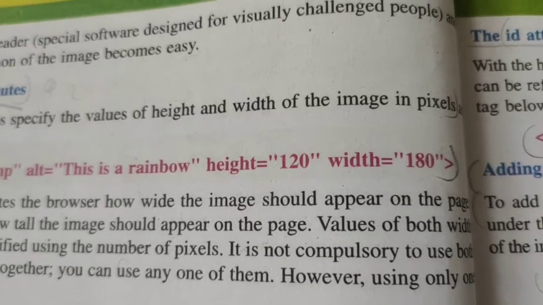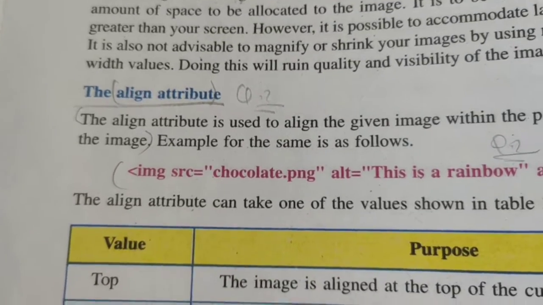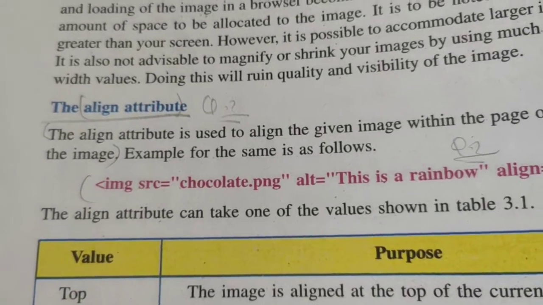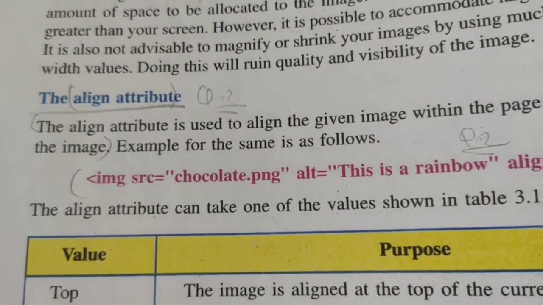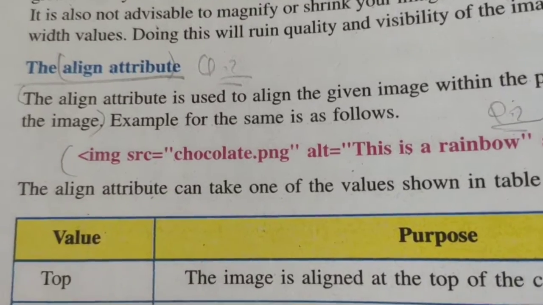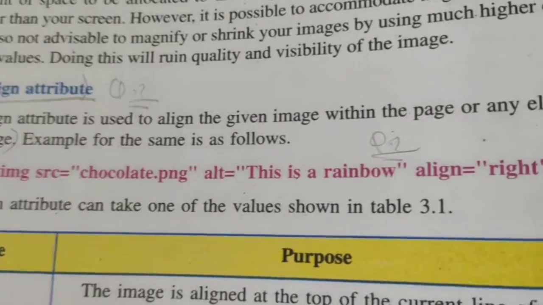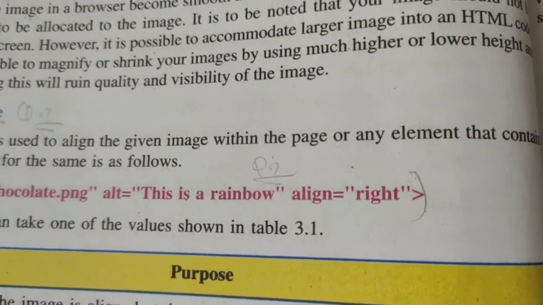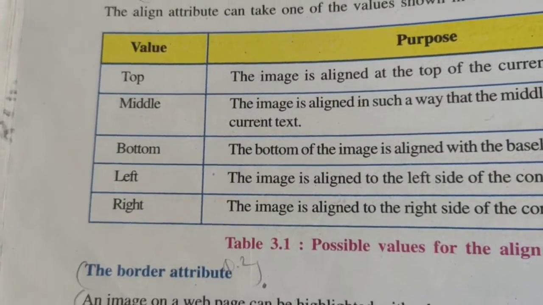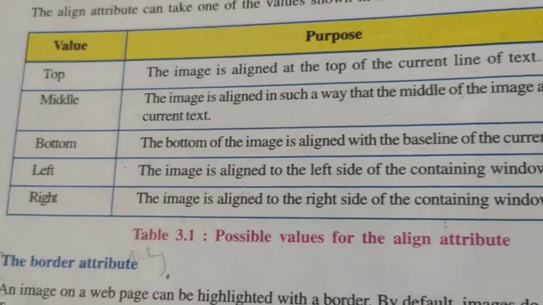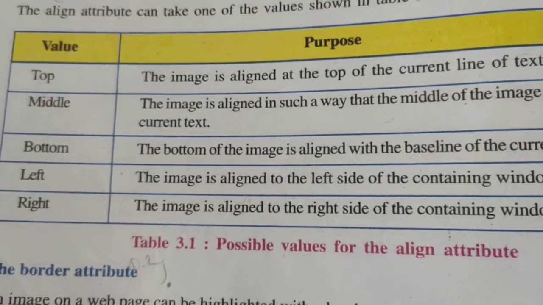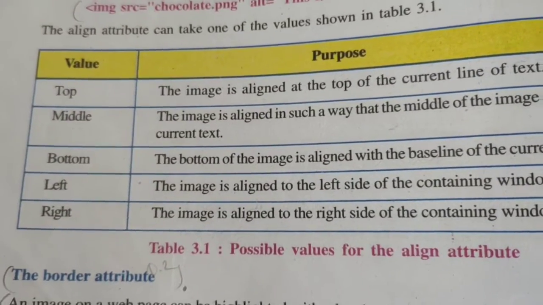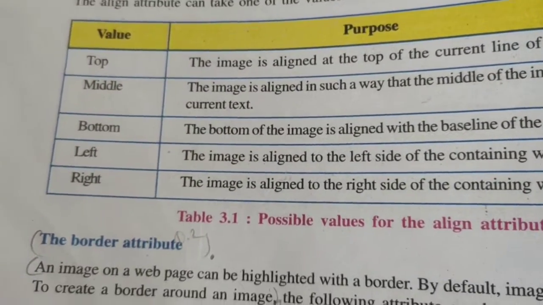Then the align attribute, where align means where your image should be placed: in the middle, in the center, in left align or in right align. So first the source image tag, the description alt tag, then align, right or left. The align values are top, middle, bottom, left and right. Top for top of the image, middle means in the center, bottom means from down, and left side or right side.